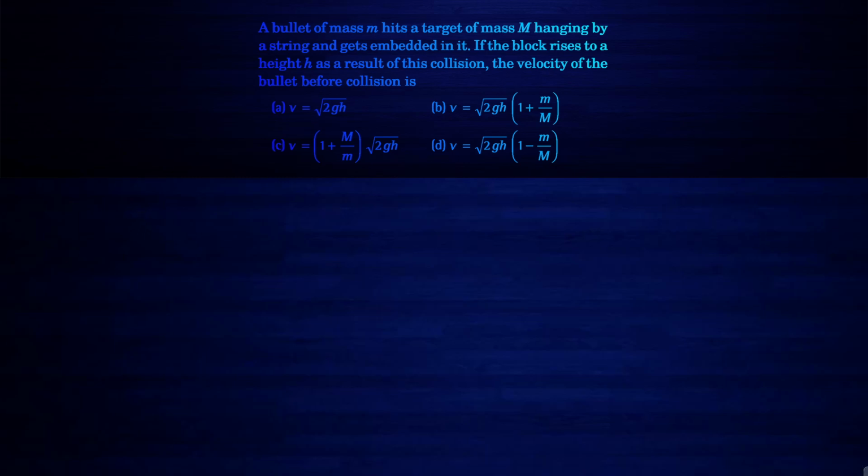A mass capital M is hanging by a string. So let this be a string, and let this be capital M. And a bullet of mass small m. Let this be small m.